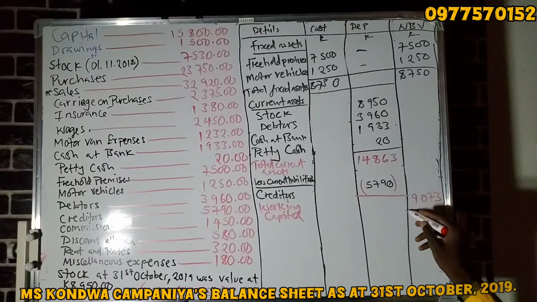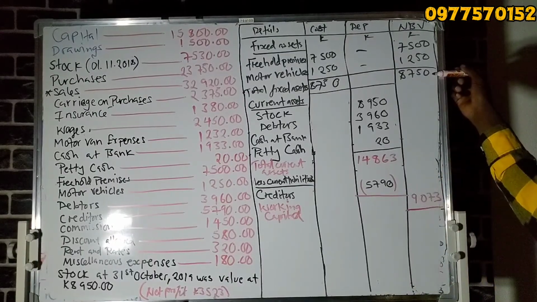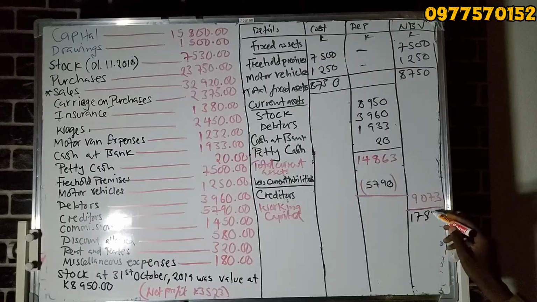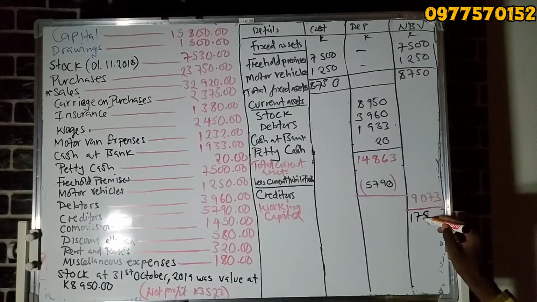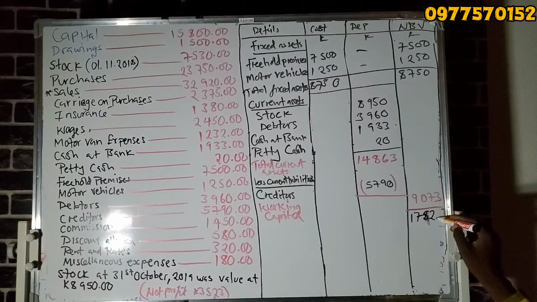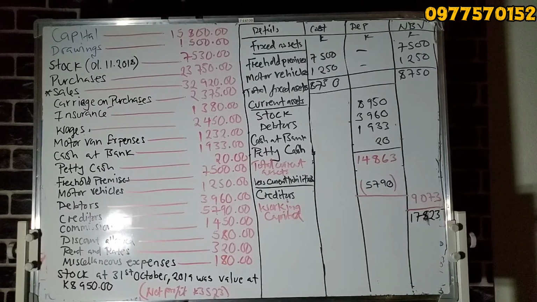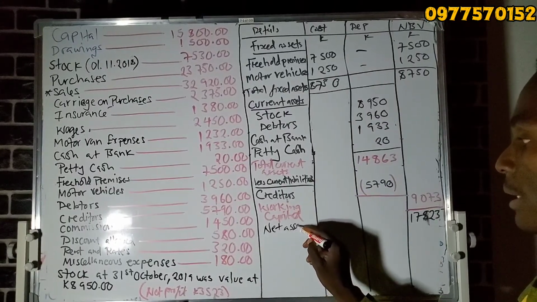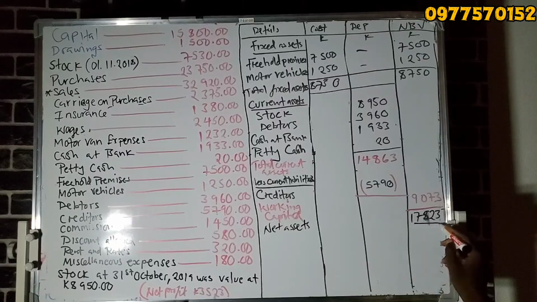So what do you do when you reach this stage? You add the total fixed assets plus the working capital so that we come up with the net assets. When we add total fixed assets, which is 8,750, we're going to have 17,823. I hope you are following or you are also copying. This is called net assets.